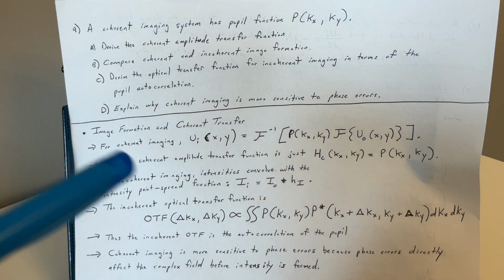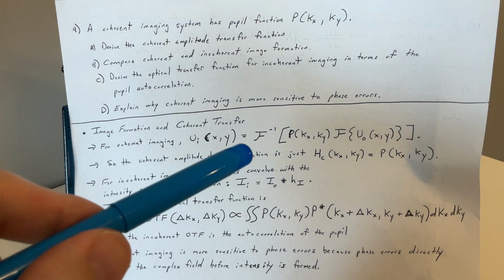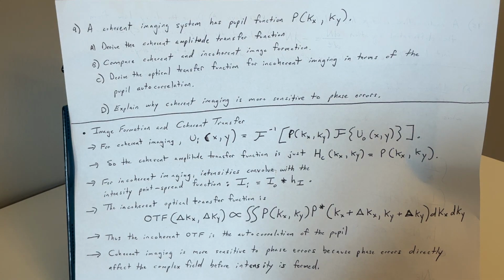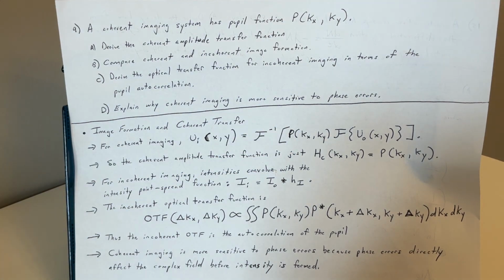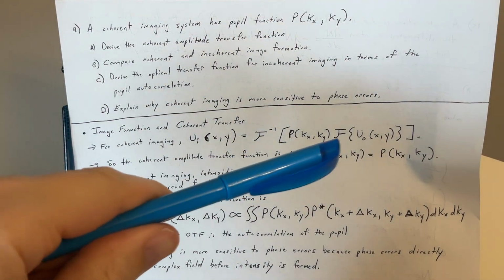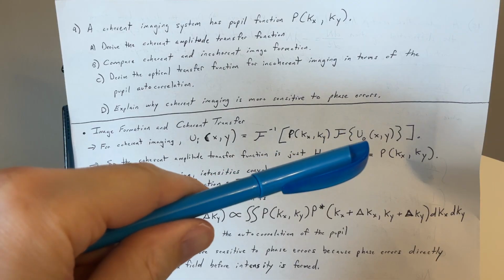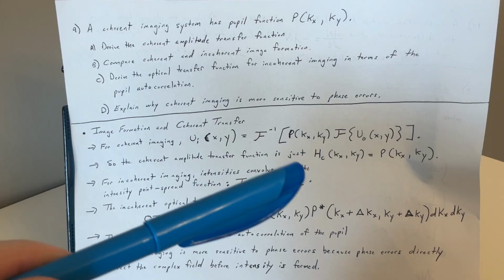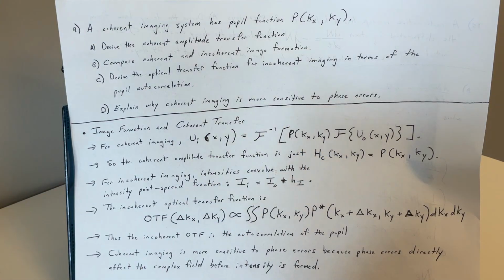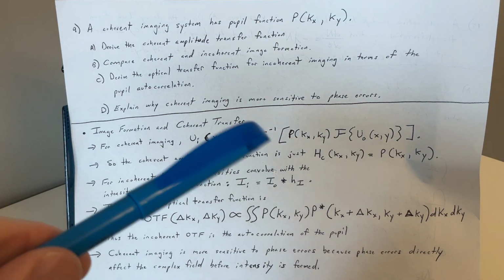For coherent imaging, I of x, y equals what we have here, the inverse Fourier transform of P of k sub x, k sub y, times the Fourier transform of u sub naught of x, y. So the coherent amplitude transfer function is just h sub c of k sub x, k sub y equals P of k sub x, k sub y.